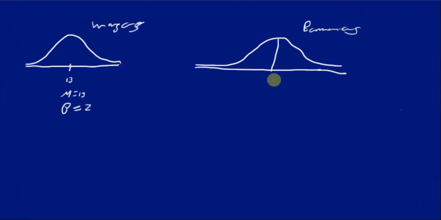Bananas maybe have a mean of 10 with a standard deviation of 1.3. So if I had a mango that weighed 15 ounces and a banana that weighed 12 ounces, which one is the higher weight compared to its distribution? Where does it fall in this distribution to be 15 ounces, and where does this banana fall in this distribution?